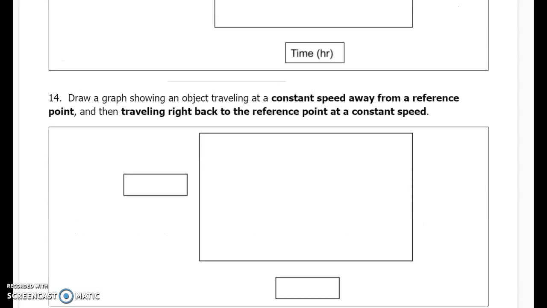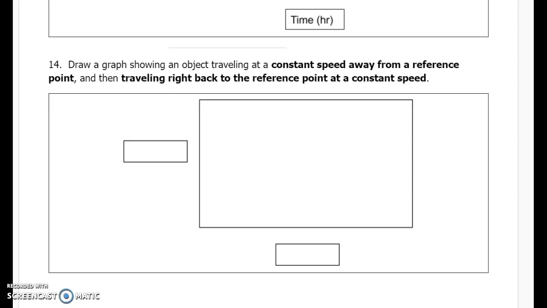The final question asks you to draw a graph showing an object traveling at constant speed away from a reference point, and then immediately traveling right back to the reference point at a constant speed. You have to label these boxes now, so think about which goes in each. Where does distance go? Where does time go? And what do you want your units to be?